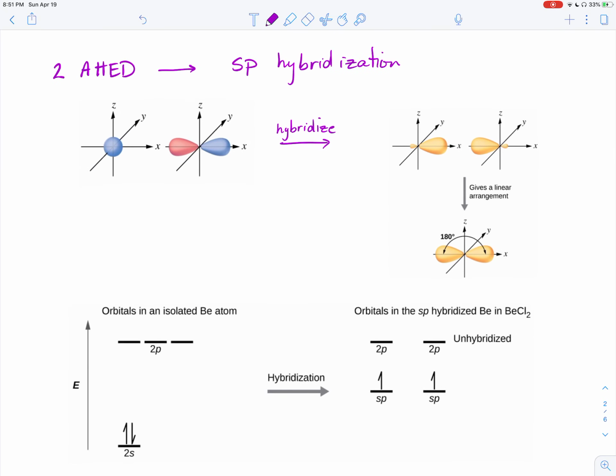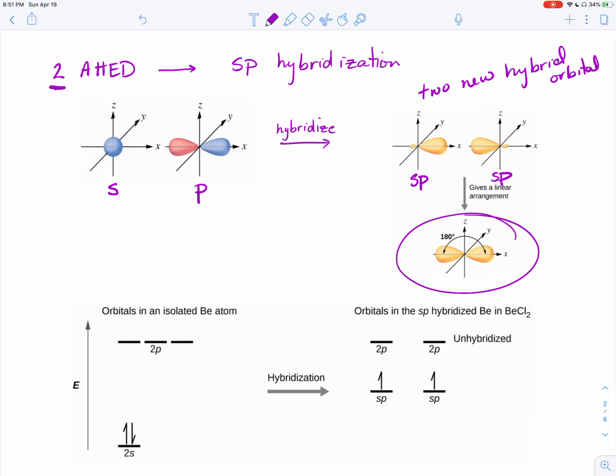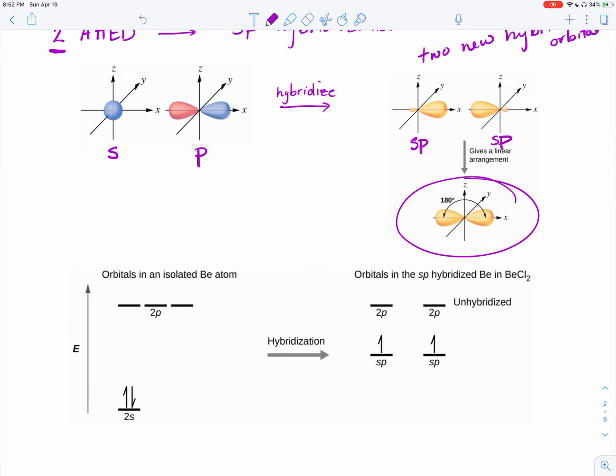If you have 2 areas of high electron density, the type of hybridization that occurs in that center atom is called sp hybridization. Why is it called sp? Because it uses one s orbital and one p orbital. It combines these orbitals and creates 2 new hybrid orbitals. These hybrid orbitals are called sp and sp, and they're shown together on one axis here. What does this look like via energy?